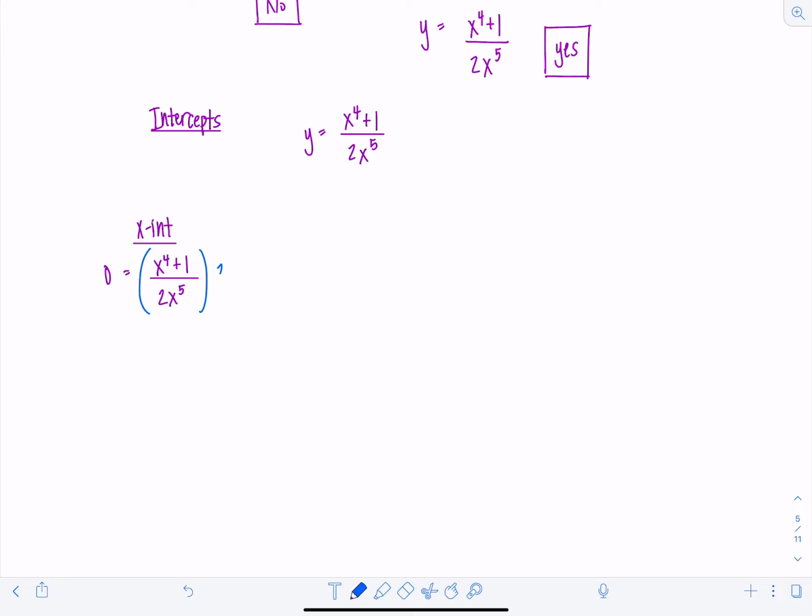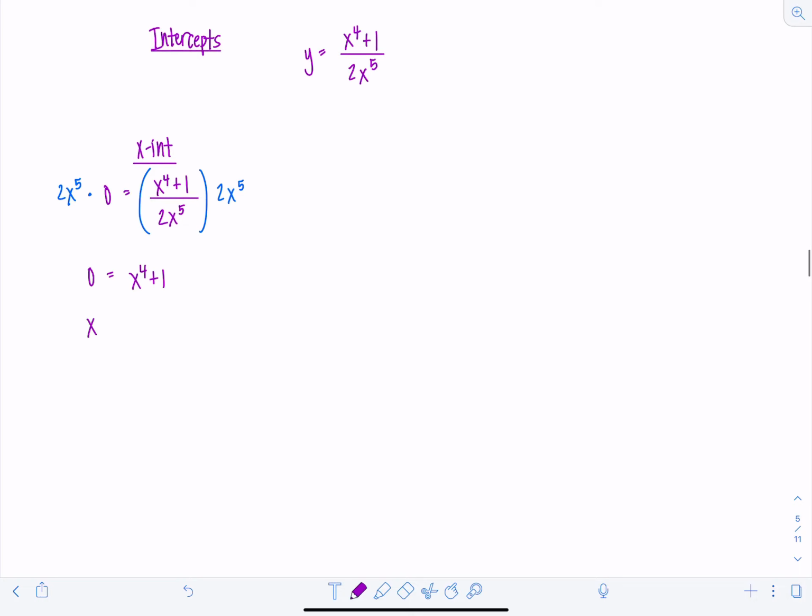Always clear out the denominator, so I'm going to multiply both sides by 2x to the 5th. So on the left-hand side, 0 times anything is still 0, and then I have x to the 4th plus 1. Okay, well, if I move 1 to the other side of the equation, I get x to the 4th equals negative 1. Now let me ask you, is it possible to take something, raise it to the 4th power, and get a negative? Not for any real numbers. So that means there's no x-intercepts. None.